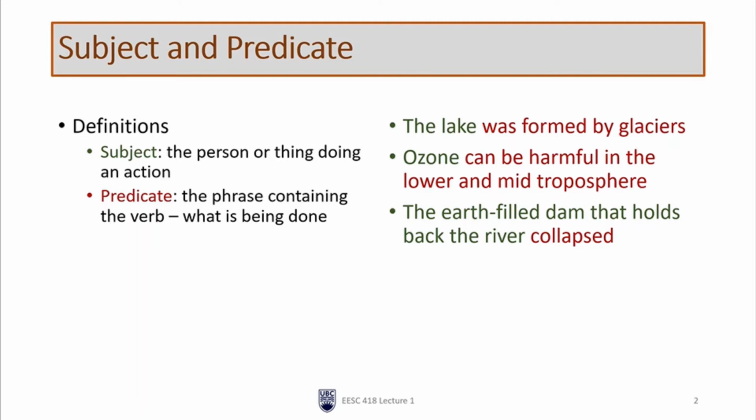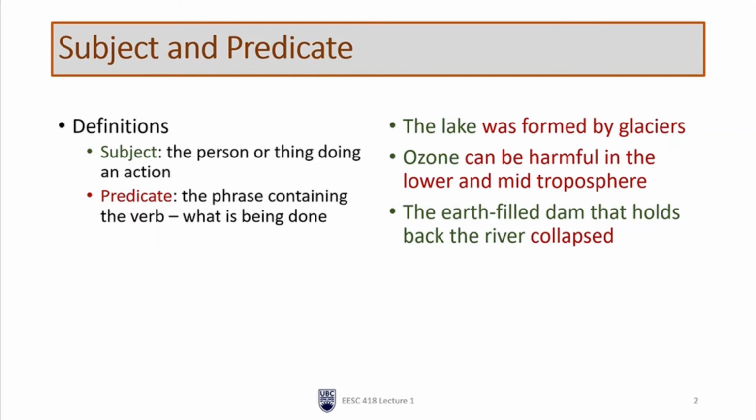So I've shown a few examples here. The subject in green, the lake. The lake is the subject. The predicate was formed by glaciers. So it's usually a verb phrase, and the subject is usually a noun with some sort of description attached to it. So the lake was formed by glaciers. Ozone can be harmful in the lower and mid troposphere. The earth-filled dam that holds back the river collapsed.